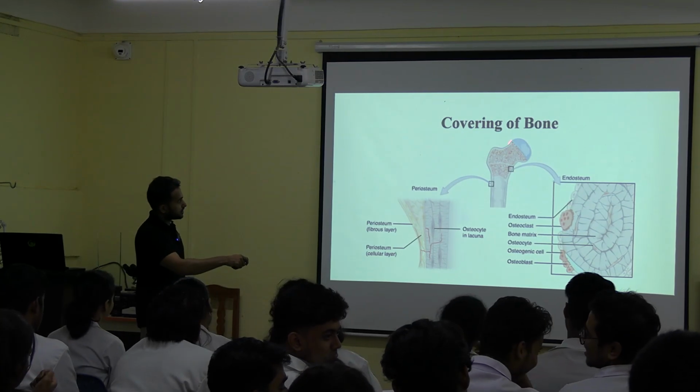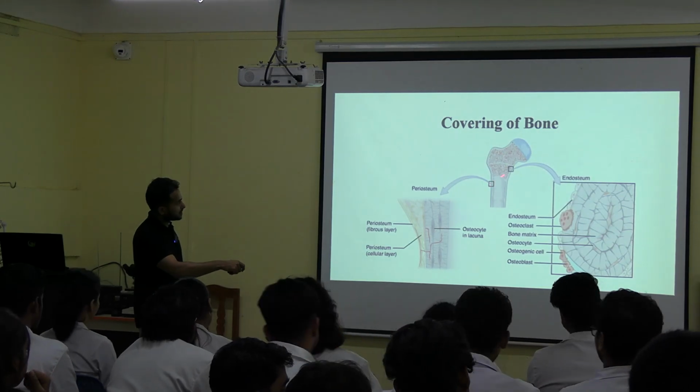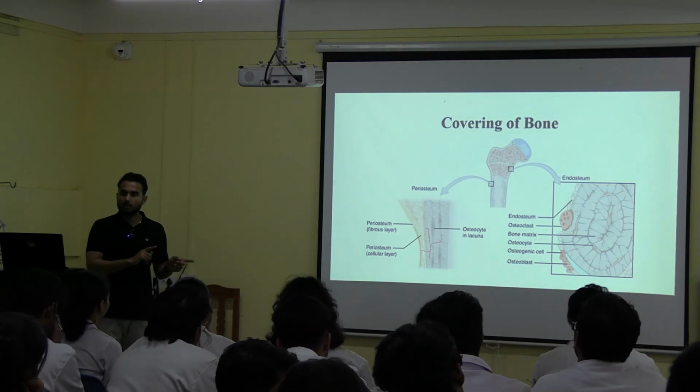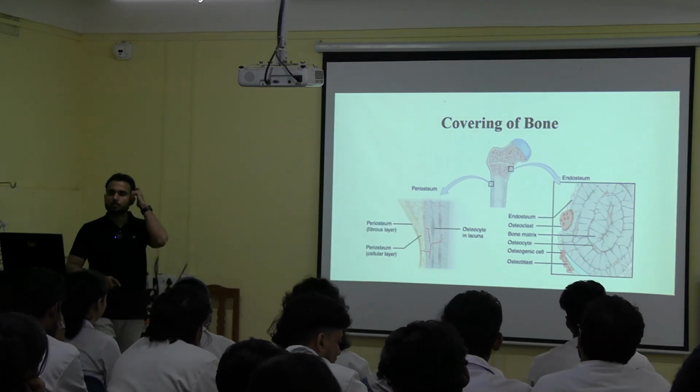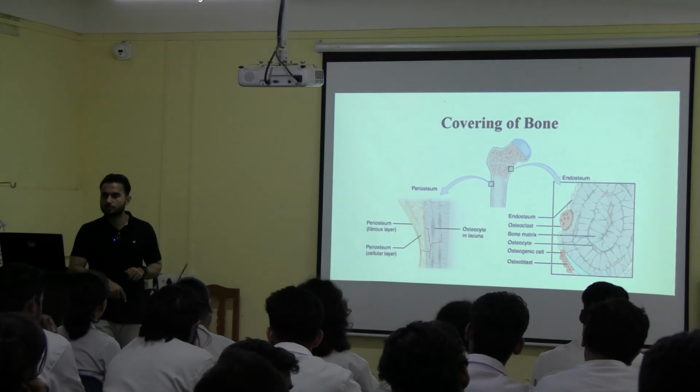Okay, here you can see. So this is a long bone. So this particular covering, outer covering, this is called as periosteum, and the inner covering, which is there, this is called as endosteum. And endosteum already I have shown you along with the spongy bone. Previously in the microscopic diagram, I have shown you the spongy bone.